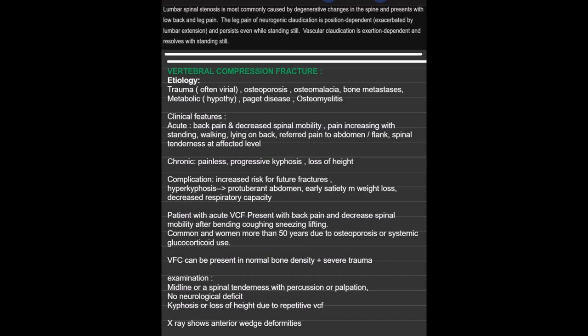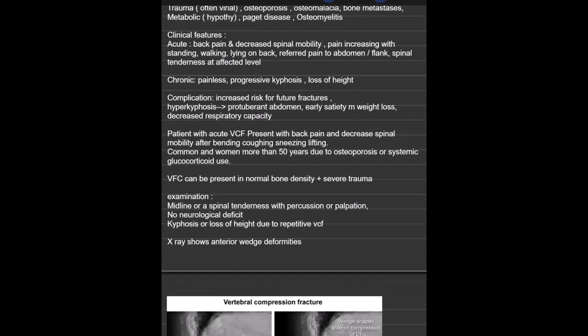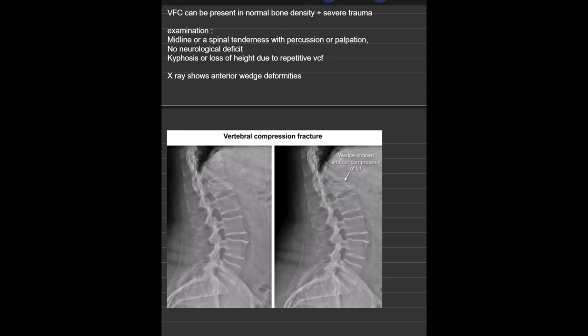A patient with acute vertebral compression fracture presents with back pain and decreased spinal mobility after bending, coughing, sneezing or lifting. They cannot do it. It is more common in women over 50 years of age, due to osteoporosis or systemic glucocorticoid use. That means immunosuppression. We always remember the age, we always remember osteoporosis, but we have to remember it could be possible that the patient is taking steroids. For that reason, they have high chances of getting vertebral compression fractures.